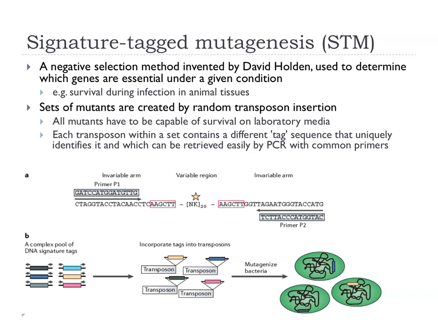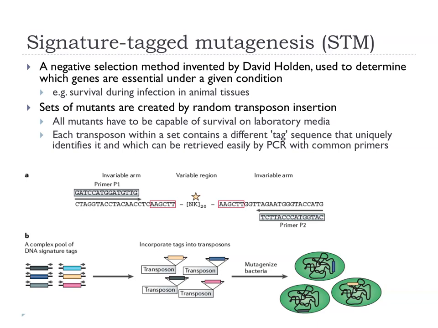area took a big step forward with the invention of what we call signature tag mutagenesis. This was invented by David Holden, who is now a professor at Imperial College and one of the most eminent bacteriologists in the country. And he invented what's known as a negative selection method. The idea was to work out which genes are essential under a given condition.